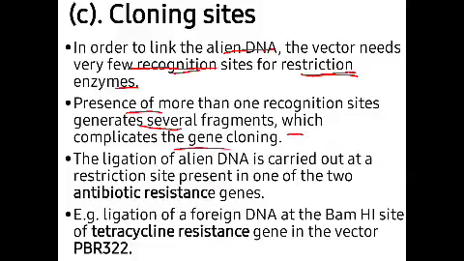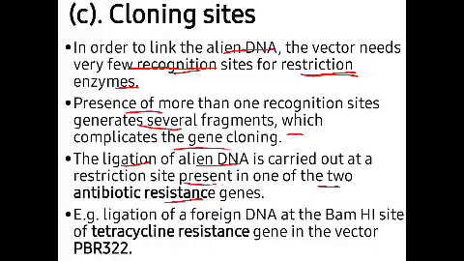Okay, and the ligation of alien DNA, that is the joining of this alien DNA, is carried out at a restriction site present in one of the two antibiotic resistance genes. So we already know that AMP R and TET R are there: AMP R is the resistance for ampicillin antibiotic, and TET R is resistance for the tetracycline antibiotic.